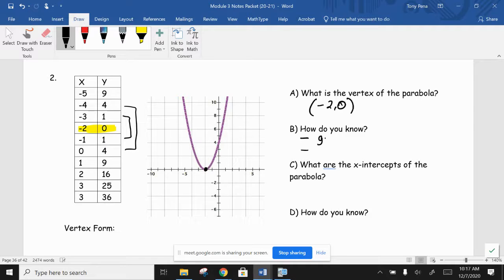And again, that's how you're going to know. You can either look at your graph, you can look at your table. We know how to look at either one of those models and find our vertex. At least we should.